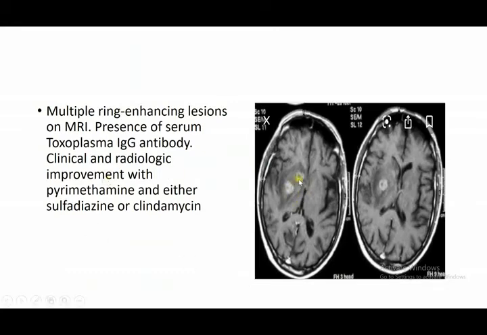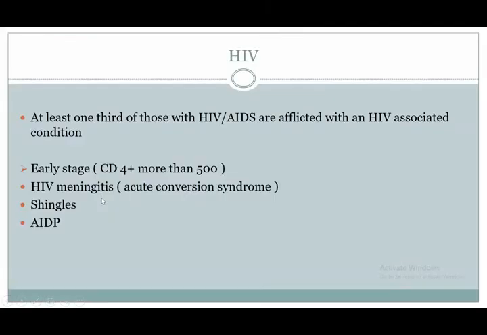Here you can see multiple ring enhancing lesions, like we saw in tuberculosis. But again, if you are suspecting toxoplasmosis, the presence of serum toxoplasma IgG antibody is very important and diagnostic, along with these MRI ring enhancing lesions in the brain. So you have to correlate clinical and radiological findings for diagnosis of toxoplasmosis, and patients usually improve with pyrimethamine and either sulfadiazine or clindamycin combined with pyrimethamine.